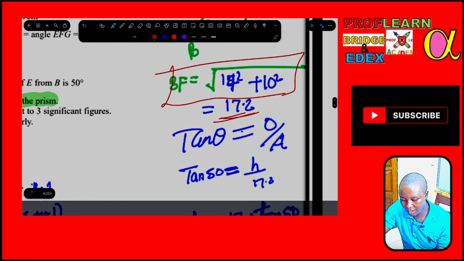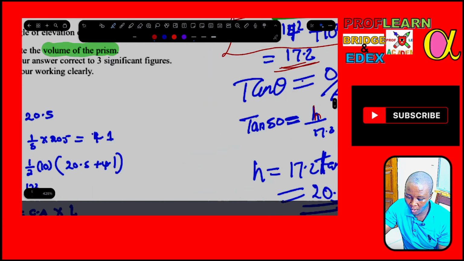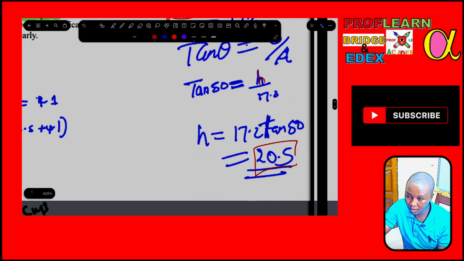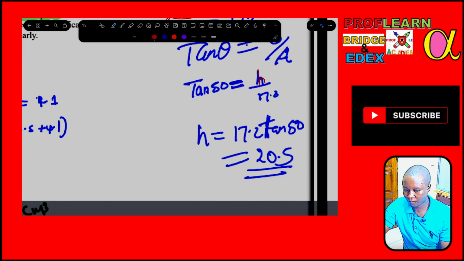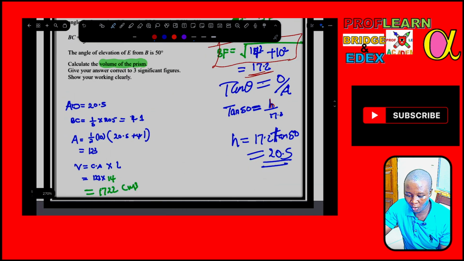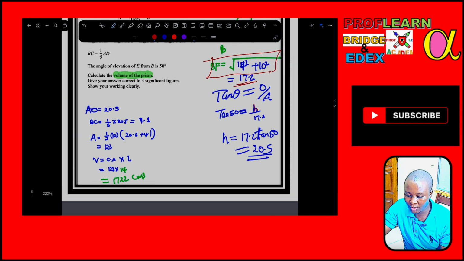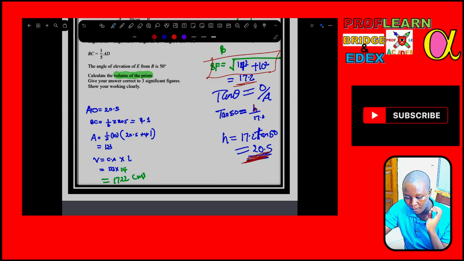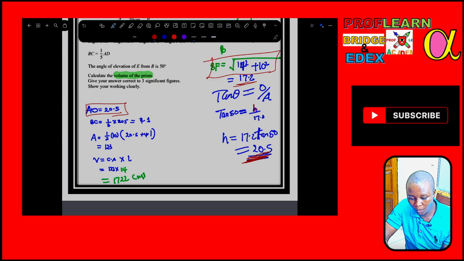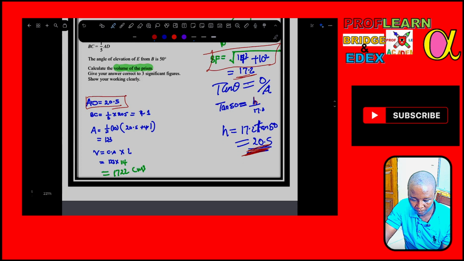I said tan theta equals opposite over adjacent, so tan 50 is height over 17.2. Then working it out, we are going to get the height being equivalent to 20.5. So once you have gotten that height being 20.5, we can now use the relationship that AD is 20.5, but BC is going to be 1/5 of AD.